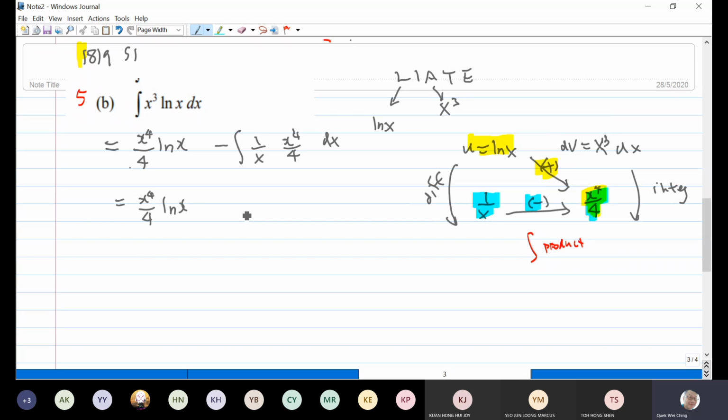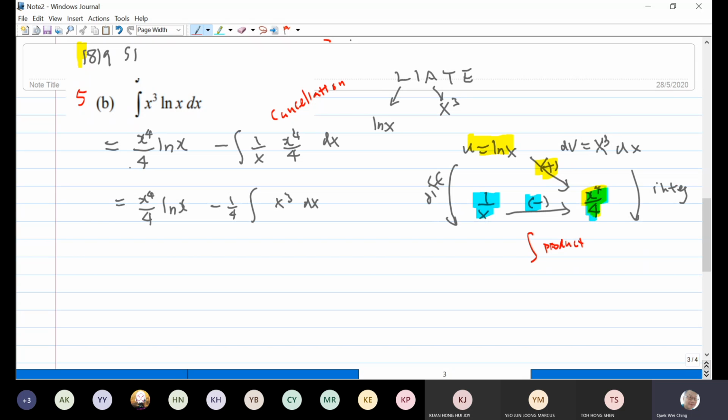What you do is simplify first. Take out 1 over 4, then 1 over x times x to the power 4. So 1 over x times x^4 is actually x^3. You cancel first. So 1 over x times x^4, you get x^3. Take out 1/4. So this is what you do.